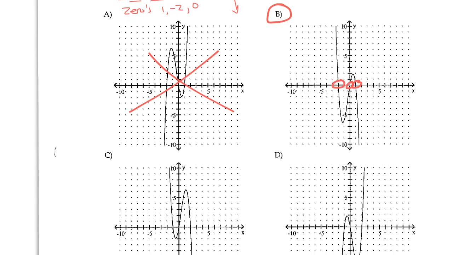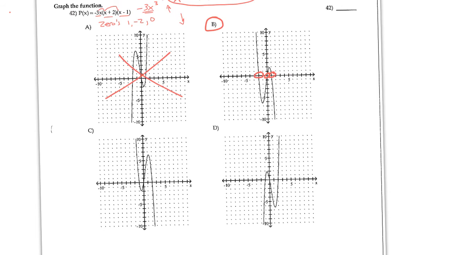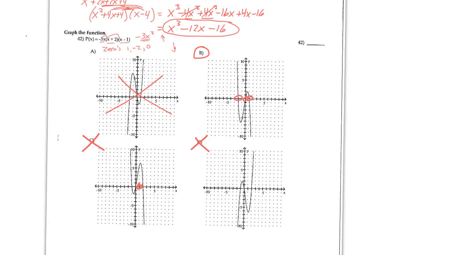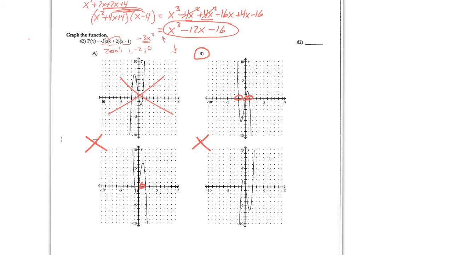Okay. Down to the left, up to the right on C? Sure. Does it hit the zero at 1? No. Down to the left, up to the right, end behavior on D? No. So I'm feeling real good that the answer is B, and I did not graph that with my calculator whatsoever.